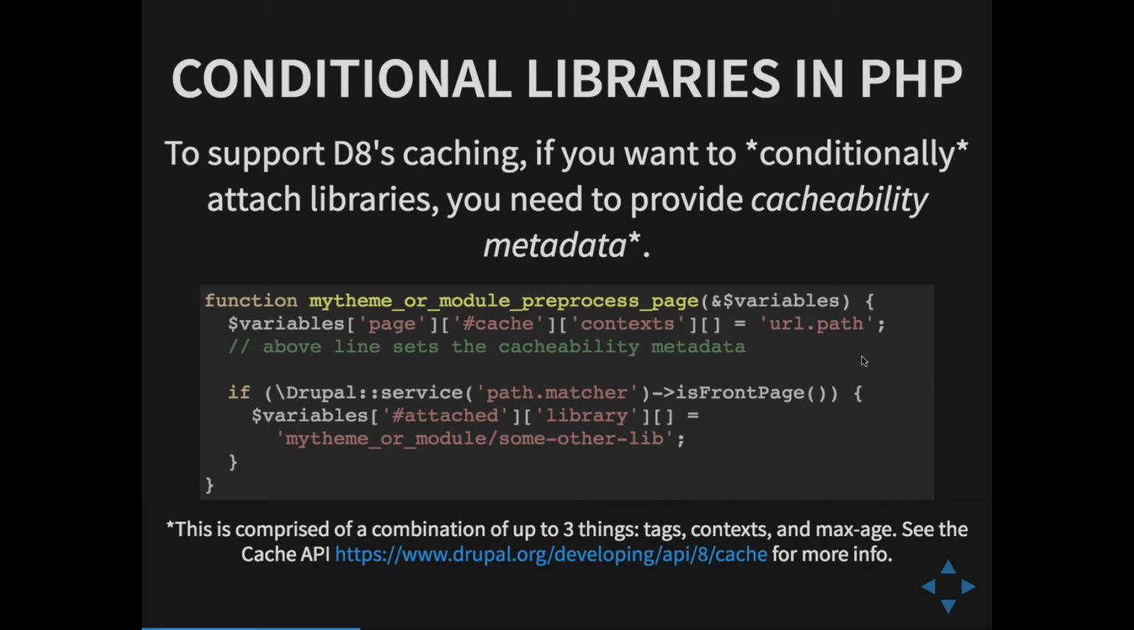So in this case, since we went over it's the front page, the condition depends on the path, right? Because if you're in the front page, you're at one path, you're in some other page, you're in a different path. So you have to set the cacheability metadata, and the context in this case would be URL.path. And this, we could talk about in an entire session, so I'm not going to get into it. But just be aware, for doing conditional attachment of libraries, start Googling cacheability metadata. And this type of thing gets populated all the way to your CDNs and stuff like that. You gotta care. You can check this link at the bottom for more information.